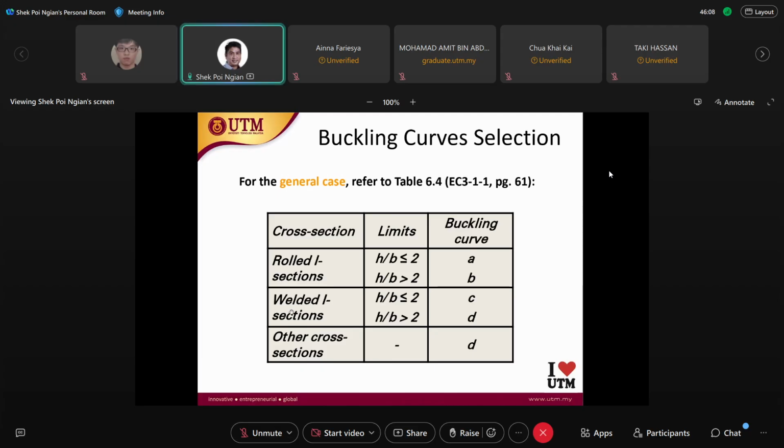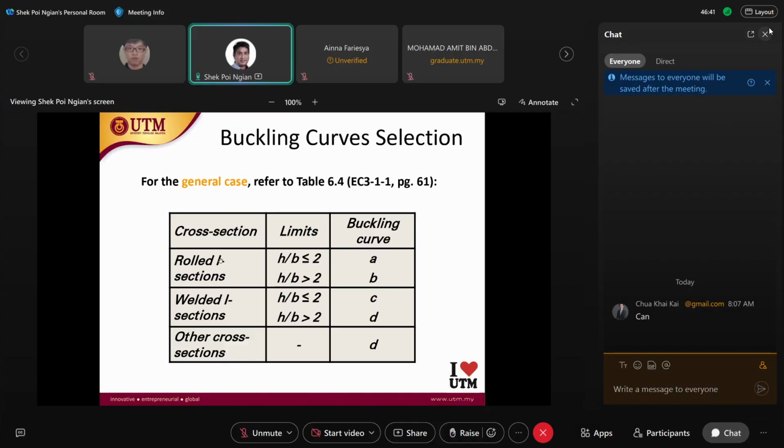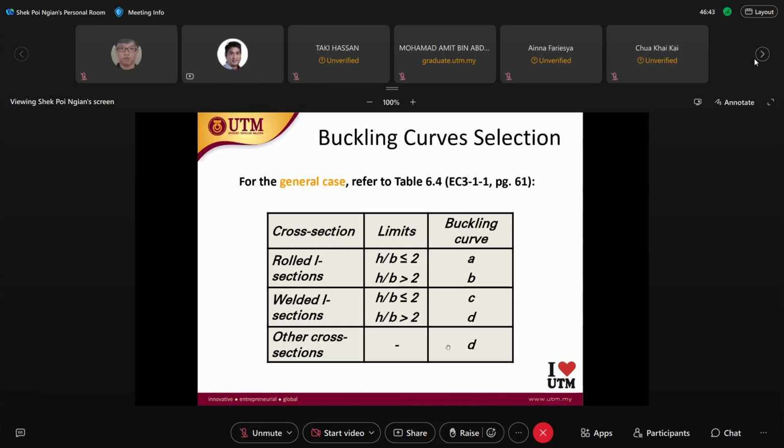If it is a built up section, meaning welded section, not from the section property table, then you will use curve C or curve D. If you are using other cross sections, for example channel, C channel, rectangular hollow section, or angle section, which is not I shaped, then you use curve D.